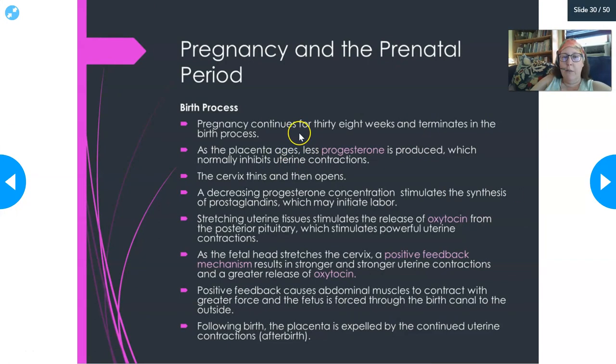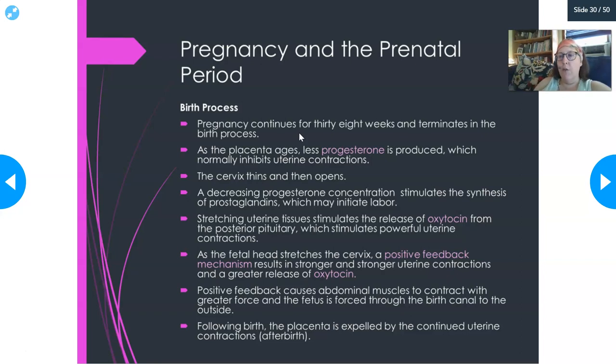Okay, so let's talk about the birth process. Pregnancy will continue for 38 weeks and will terminate in the birth process. As the placenta ages, it's producing less progesterone, which normally inhibits uterine contractions. So then we start having some Braxton Hicks contractions, and with those contractions the cervix will start thinning and opening. It doesn't mean that we have labor going on yet. It's kind of preparing for it.